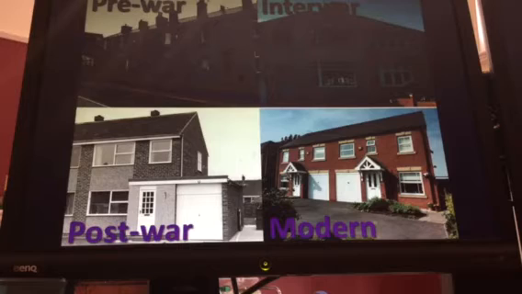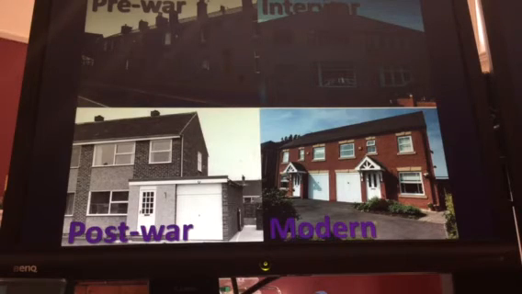The type of housing also differs according to when it was built. Before the First World War, which is 1914, houses tended to be built of stone, and the example we've got there is of some terraced houses from the pre-war era. You can see, have a look at the chimney pots at the top. What can you see that's the same about those?